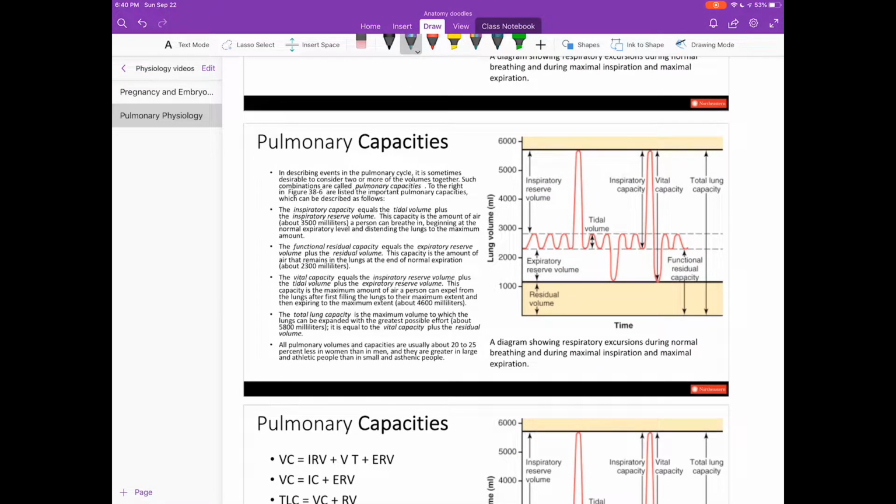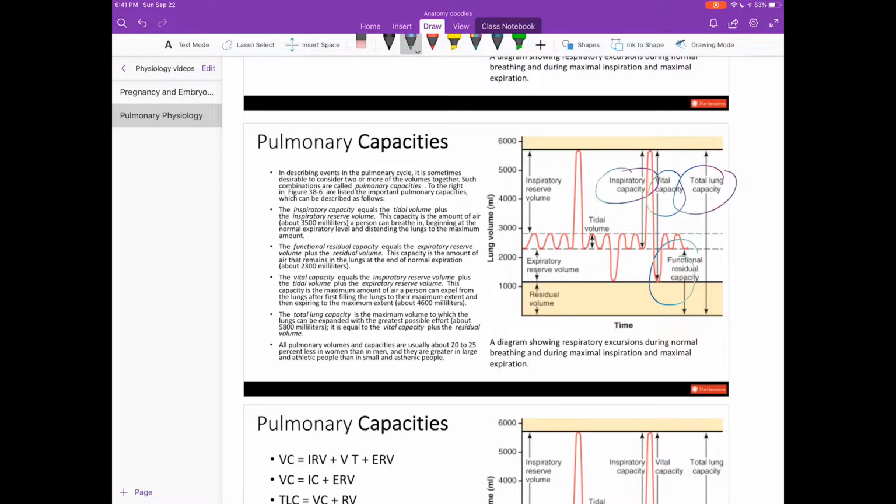Now we can take these volumes and we can add them together mathematically, and that's where you get your capacities. So inspiratory capacity, the functional residual capacity, the vital capacity, the total lung capacity are all shown there on the right. One thing to keep in mind is that the volumes and capacities are about 20 to 25% less in women than they are in men, and greater in large and athletic people than in smaller individuals.